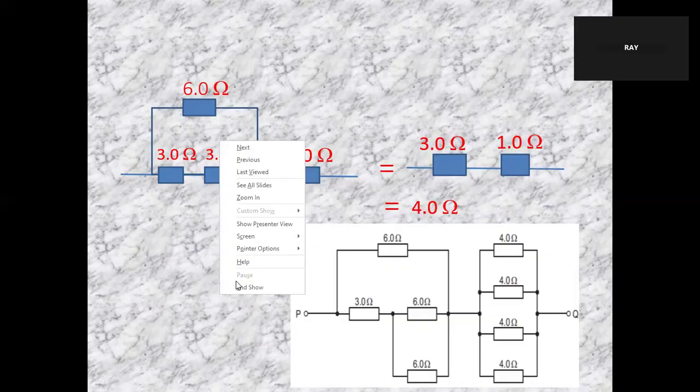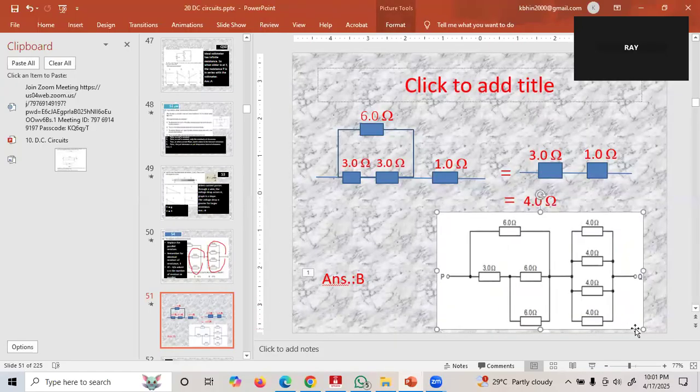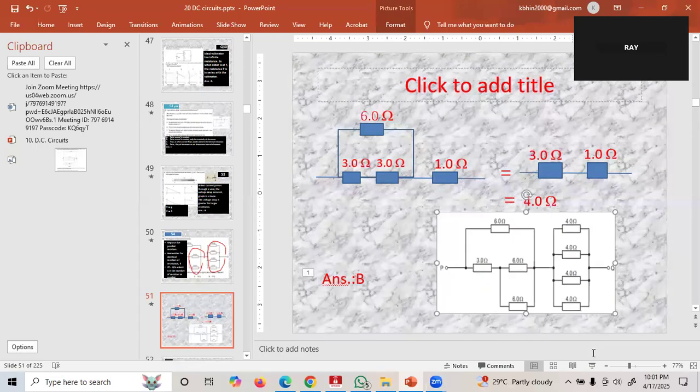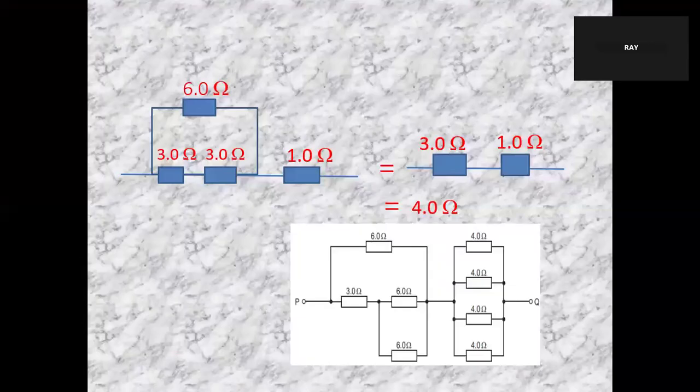Sorry, hidden again. Okay, this one is 1, right? 4 divided by 4 is 1. That one, 6 of them in parallel, divided by 2, 6 divided by 2 is 3. That's 3. That's 6. So this is 6. 6 and 6 is 3 and 1. So it's 4 ohm. Answer is B.